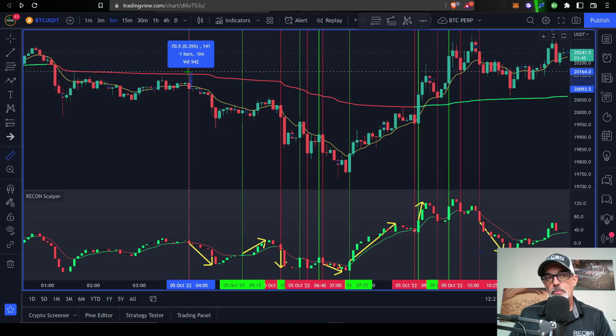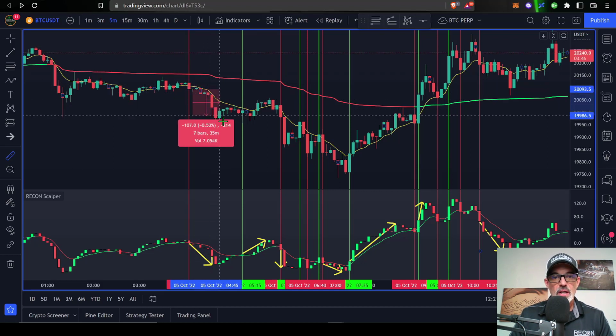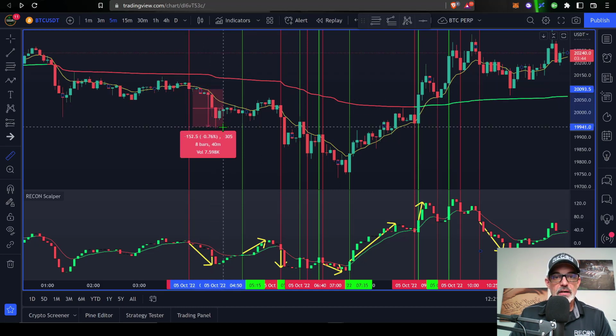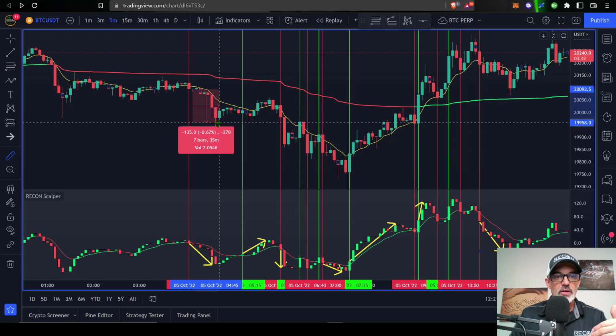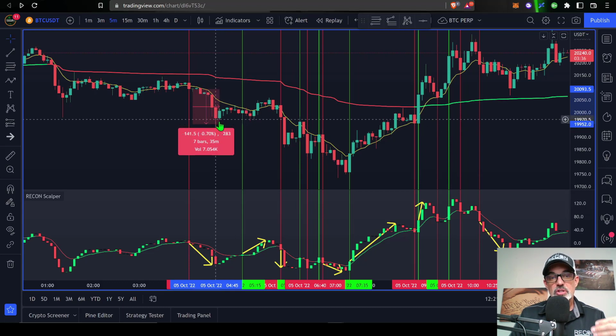So I'd be looking at a 0.7% return, and I would get that on this wick down right here. And with a little bit of leverage like 10x, that would be a 7% profit on that simple move.